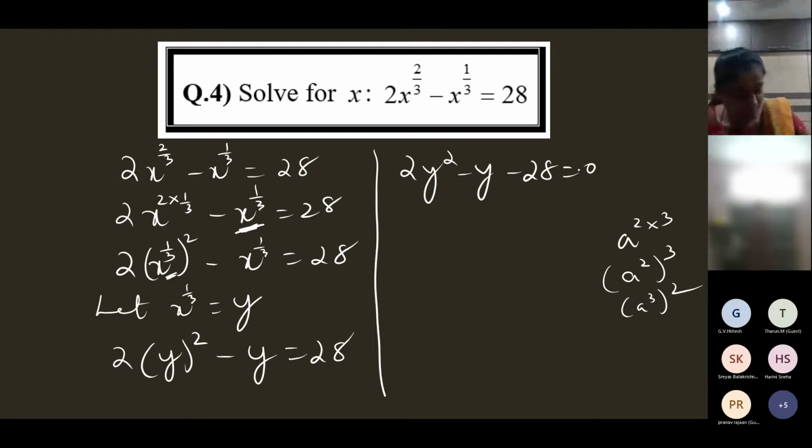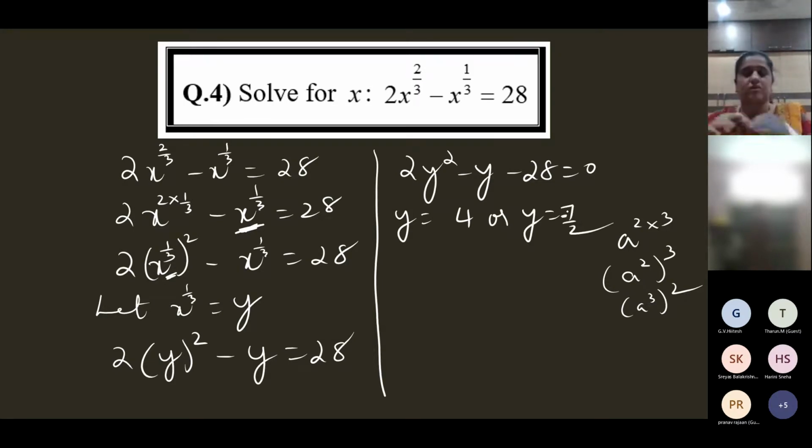I think I have the answers for this one. I was not able to type it today. So when you work this, you get y is equal to 4 or y is equal to minus 7 by 2. That's what you get.